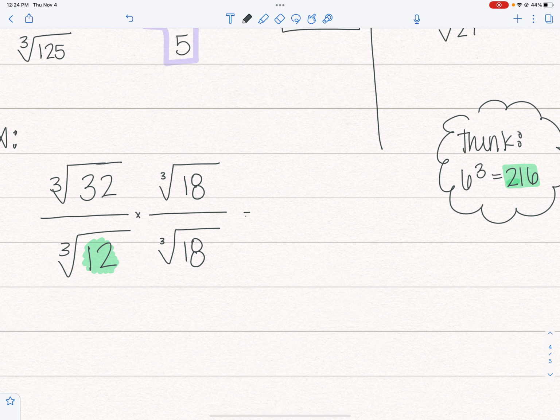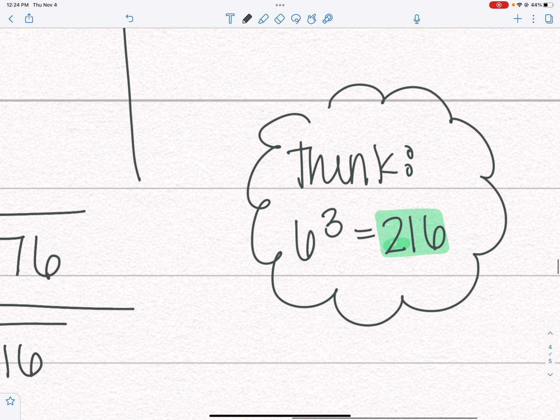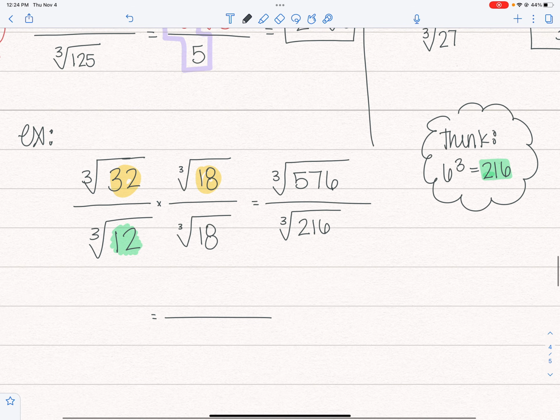On the bottom, we'll do that first because it's easier. We just did that. 12 times 18 gives me 216. On the top, I'm multiplying 32 times 18, which gives me 576. Now I'm simplifying, so on the bottom the cubed root of 216 is 6, because that is what that perfect cube means. And then on top, the cubed root of 576 gives me this big long decimal.